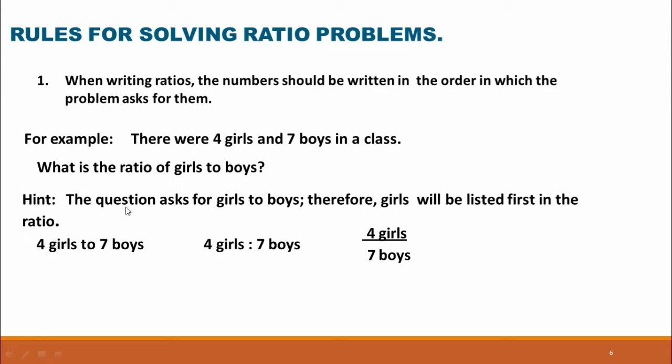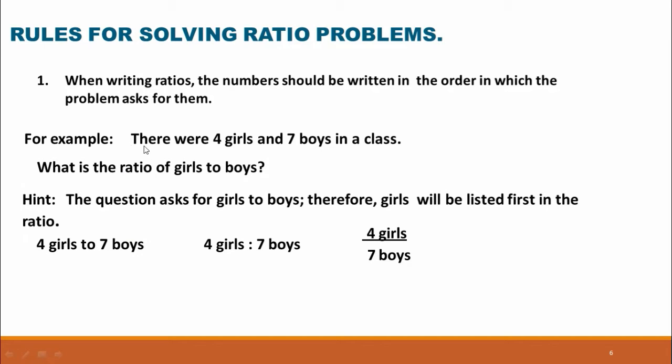Don't make a mistake when performing the ratio between quantities. Put the quantity that is asked first in the first position. In this question, we are asked for girls to boys, therefore girls will be listed first in the ratio. So we can write 4 girls to 7 boys, or 4 girls ratio 7 boys, or 4 girls divided by 7 boys. This is the first important rule for representing the ratio between quantities from descriptions.